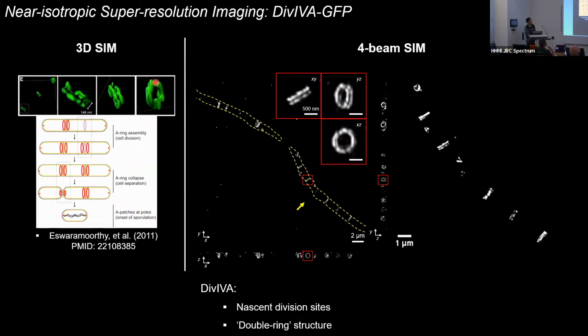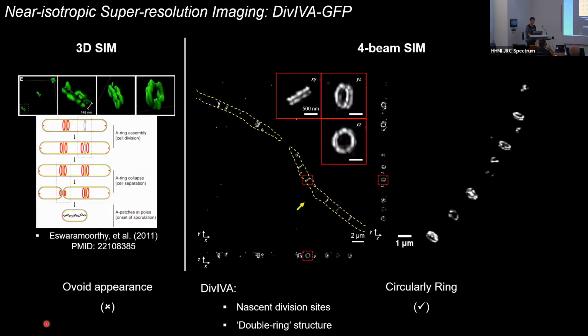But if you use 3D SIM, you will find something like an ovoid appearance, which is not correct because the Z resolution is not high enough. And after the 4-beam SIM illumination, you will find that, okay, it's totally a circular ring. It's not an ovoid region.